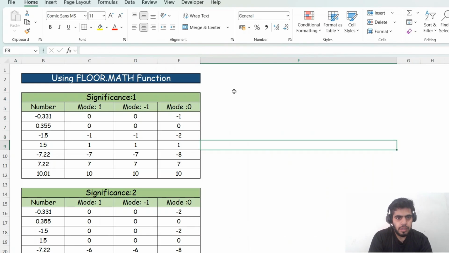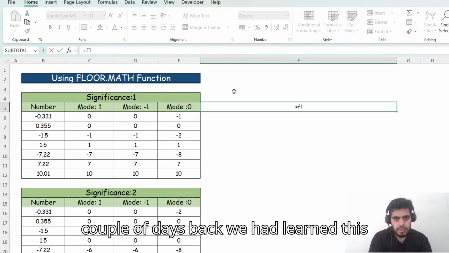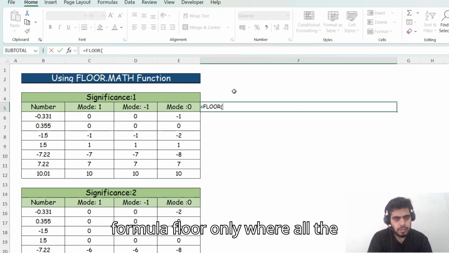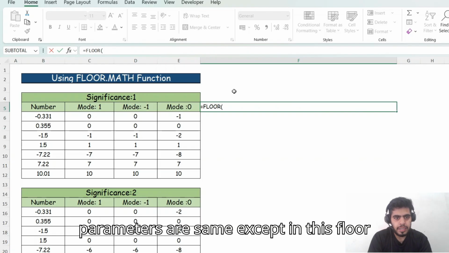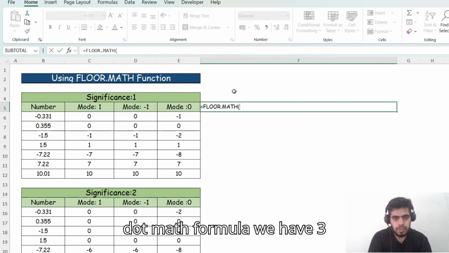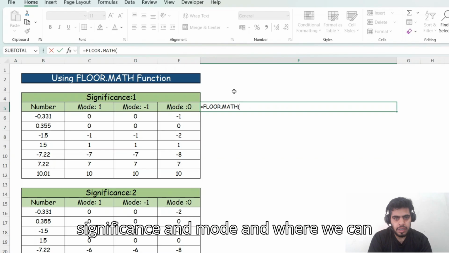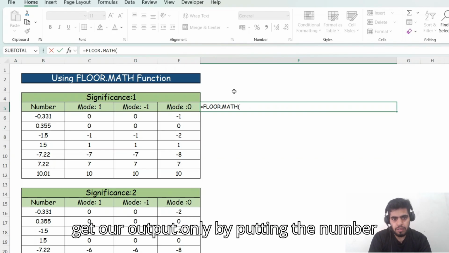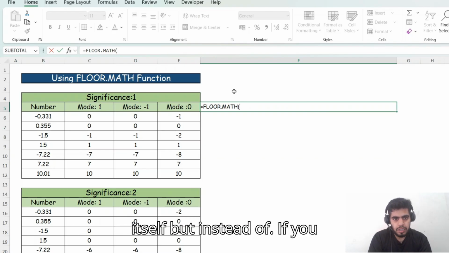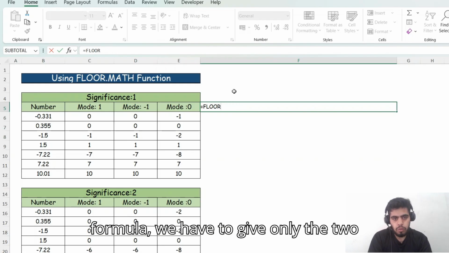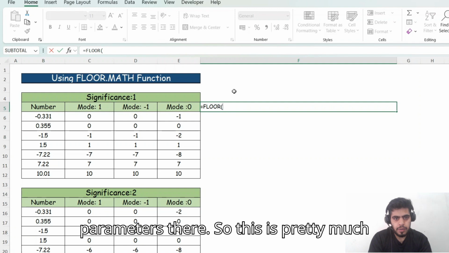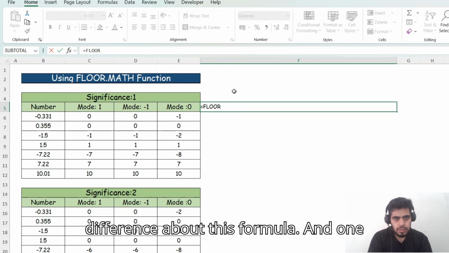And a couple of days back we had learned the FLOOR formula, where all the parameters are the same, except in this FLOOR.MATH formula we have 3 arguments: number, significance and mode, and we can get our output only by putting the number itself. But if you are comparing with the FLOOR formula, we have to give only 2 parameters there. So this is pretty much the difference between these formulas.